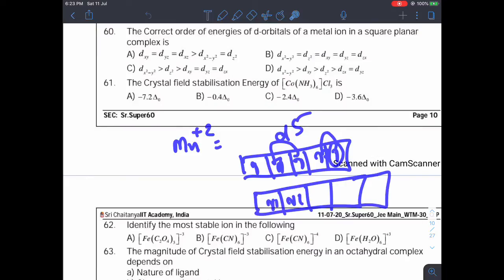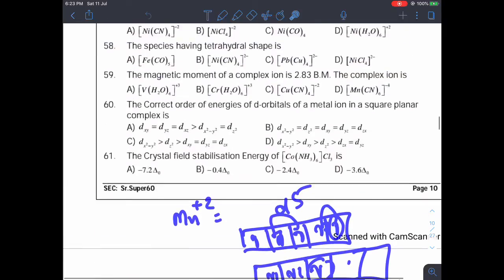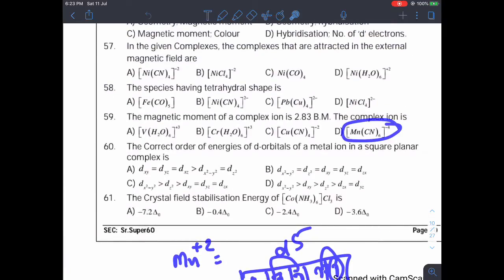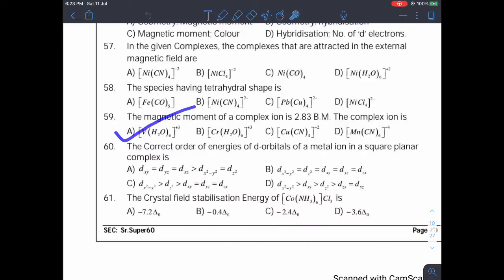1, 2, 3, 4, 5. So we got one unpaired. So it is also paramagnetic but has one unpaired electron. So the correct answer will be A, as I told you at the beginning.